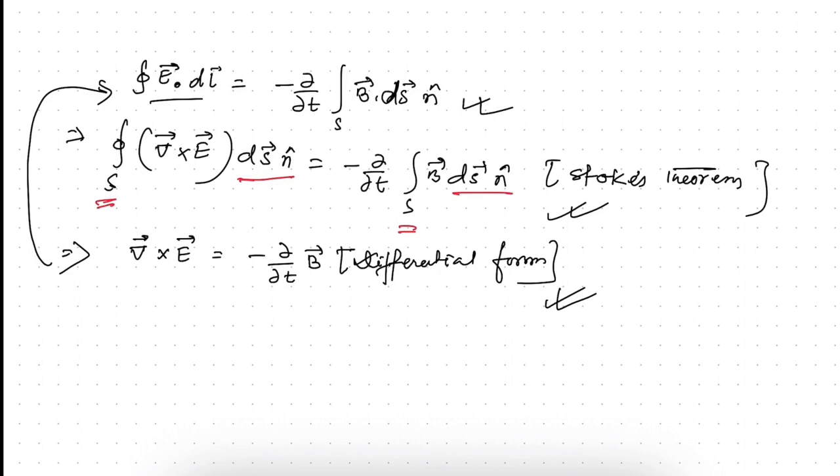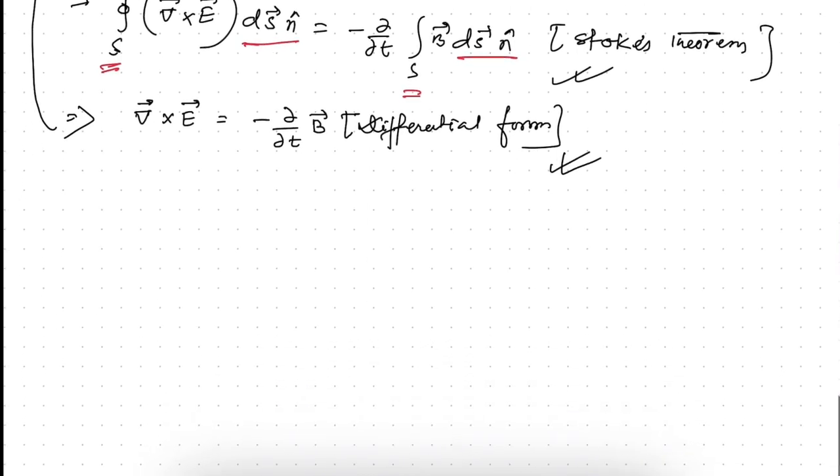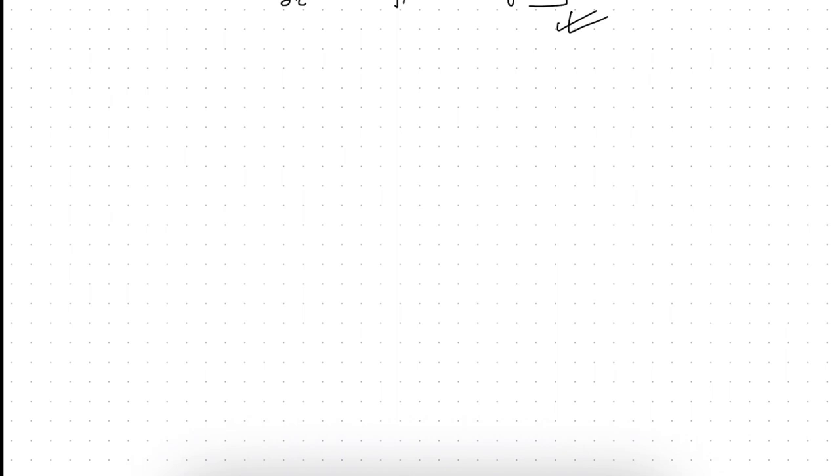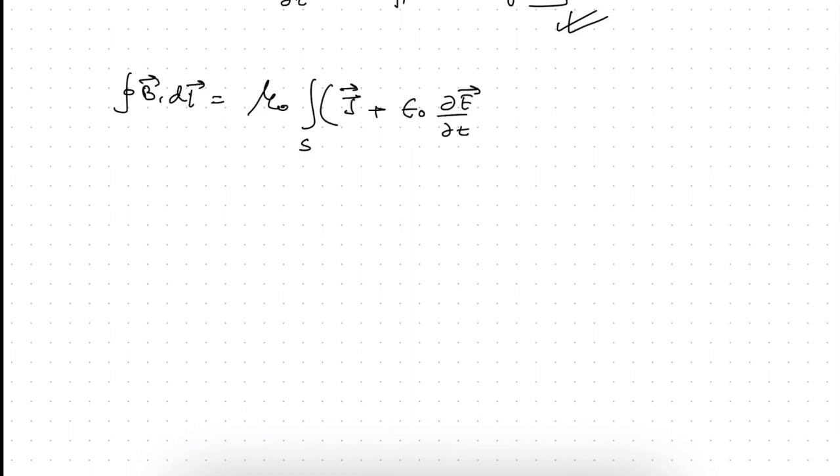Now let's move on to the fourth equation. So that is the Ampere's law, which was modified by Maxwell, right? So let me scroll down the page. So here is the fourth equation. Line integral B dot dl is equal to mu naught surface integral of vector J plus epsilon naught partial derivative of E with respect to time t dS, again surface integral.